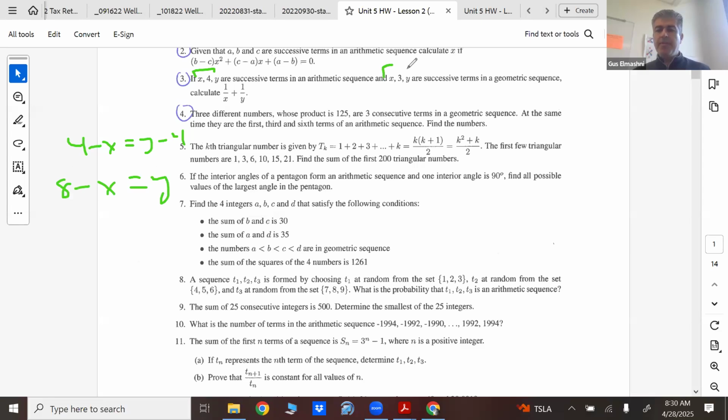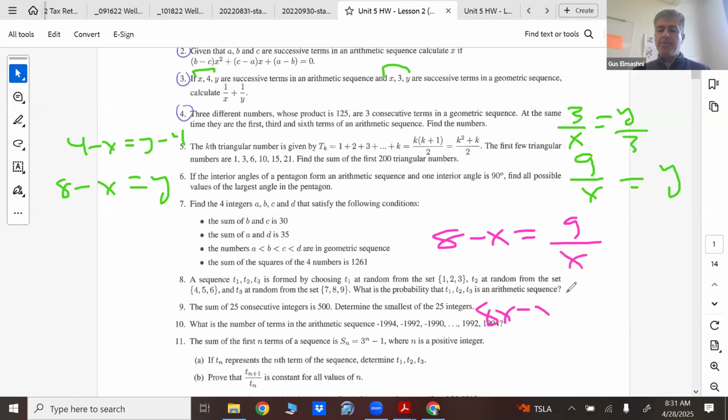Okay, next up. This would be a constant ratio. So 3 over x must equal y over 3. Again, if I divide the second by the first term, it must be the same thing as the third term divided by the second term. Does that make sense? So y must equal 9 over x. Now, what do you think I'd do next? Yeah, it's substitute, right? So 8x minus x squared equals 9. 0 equals x squared minus 8x plus 9. So did I do that right?